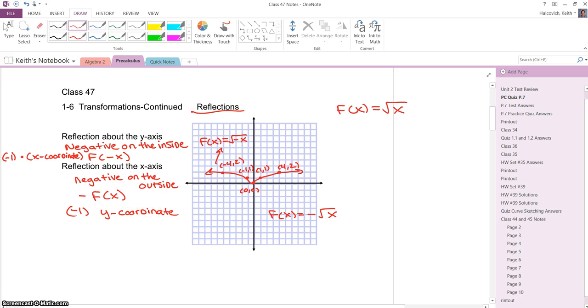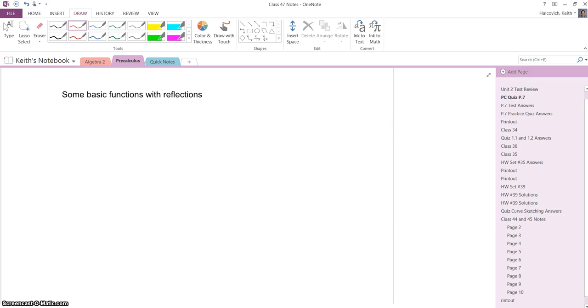So you still have (0, 0), but then you have (1, -1). And then you have (4, -2). So it makes it go like that. So those are two ways that you can reflect a graph. So to talk about some of the ways that we can reflect the base function, let's go through each base function.